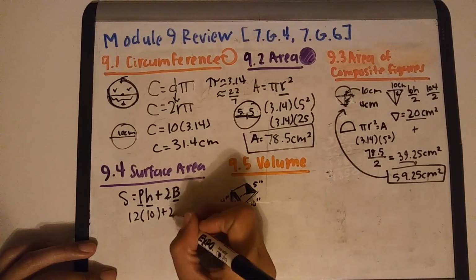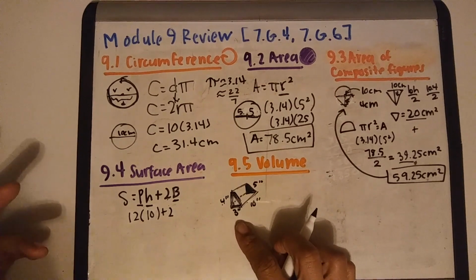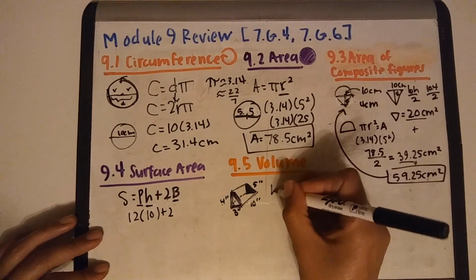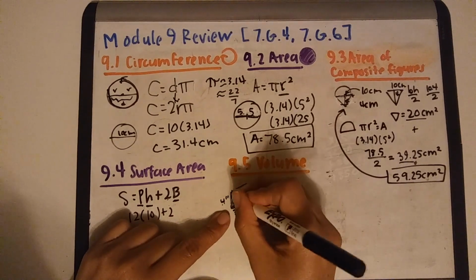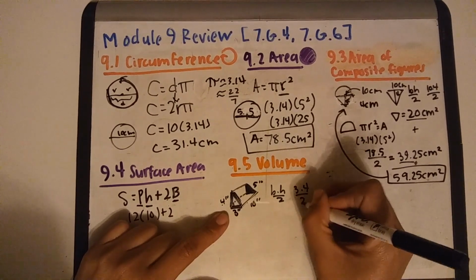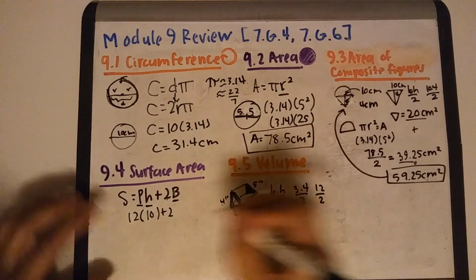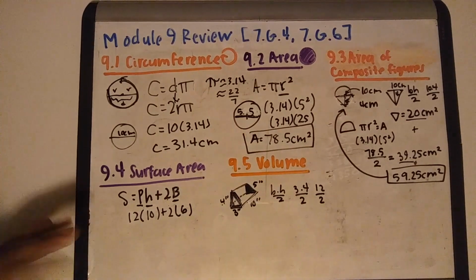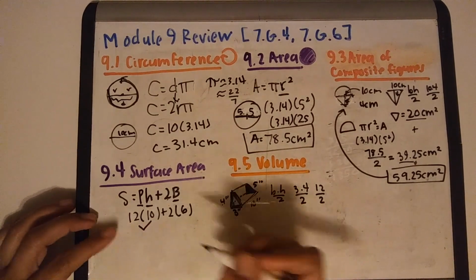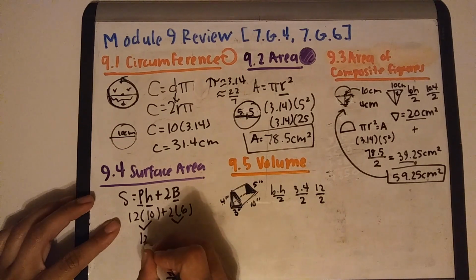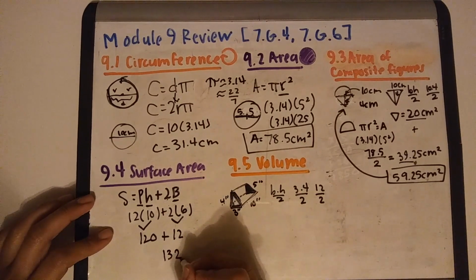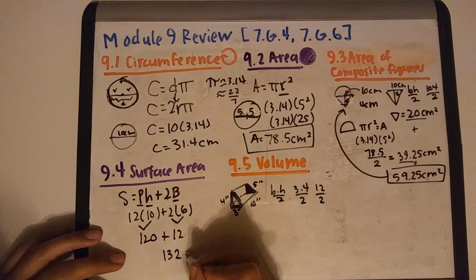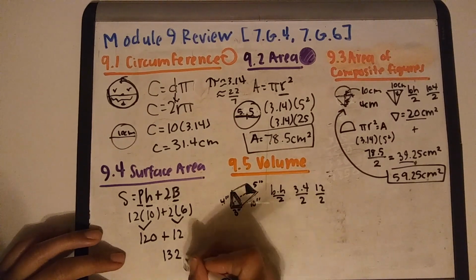And then plus 2, and how do I find the area of a triangle? I do base times height divided by 2. This is my base, this is my height, and I divide that by 2, so that's 12 divided by 2, that's 6. And so now I do the math. So this is 120, this is 12, and I add them together, so that's 132. And remember, area is squared, so it's square inches.